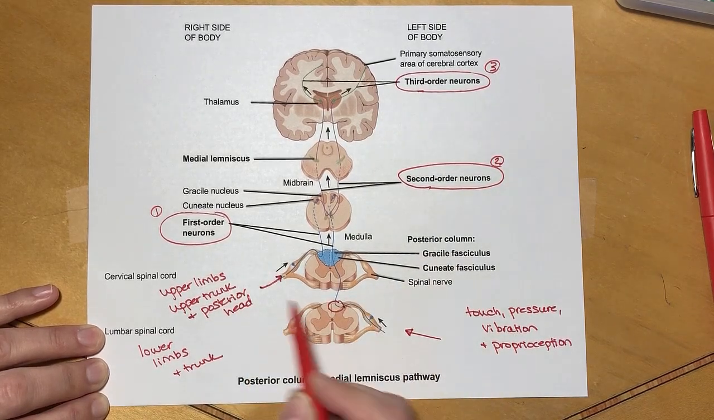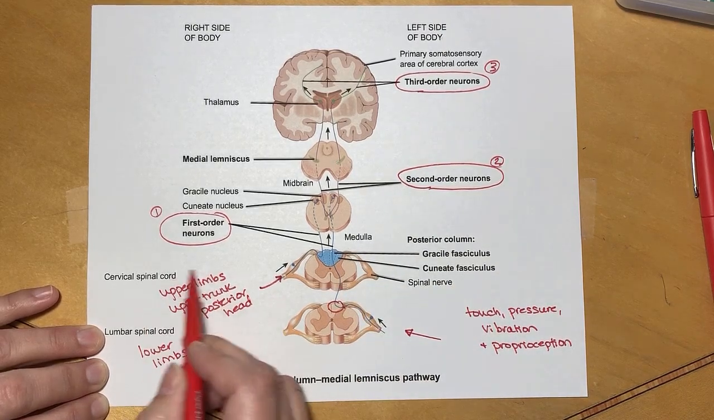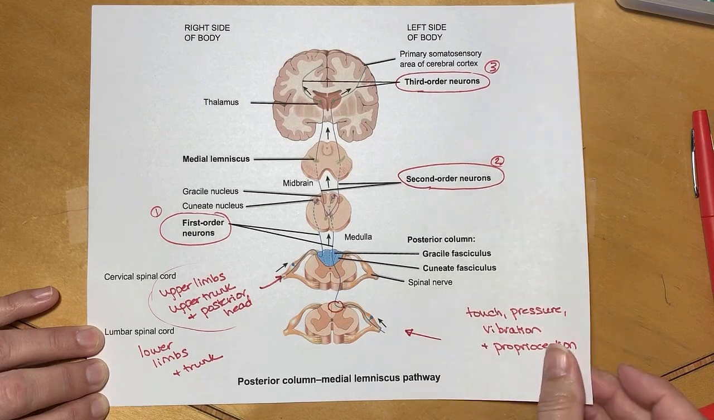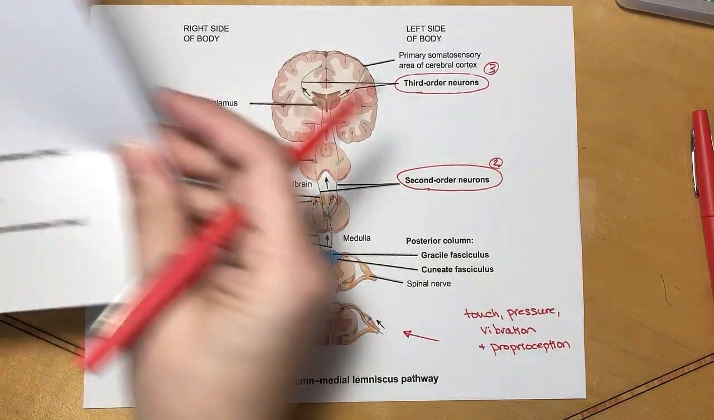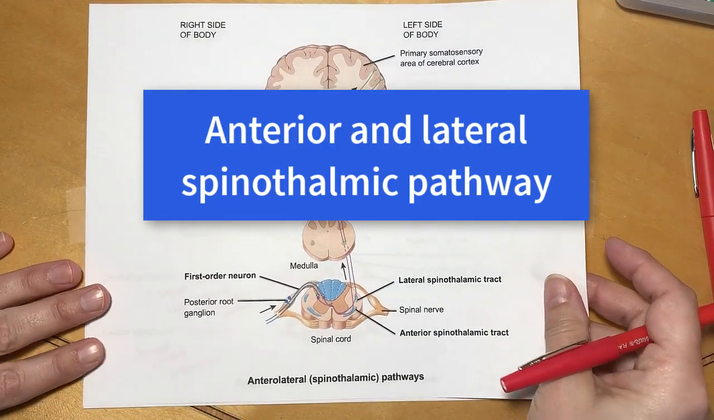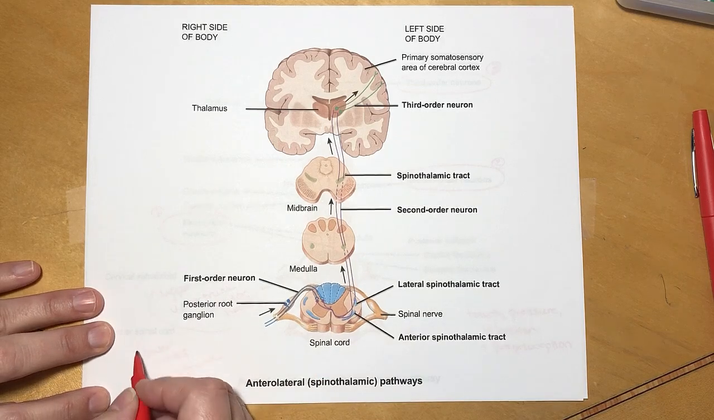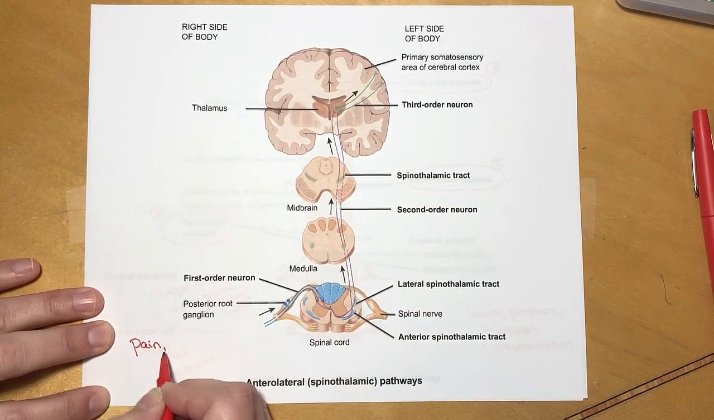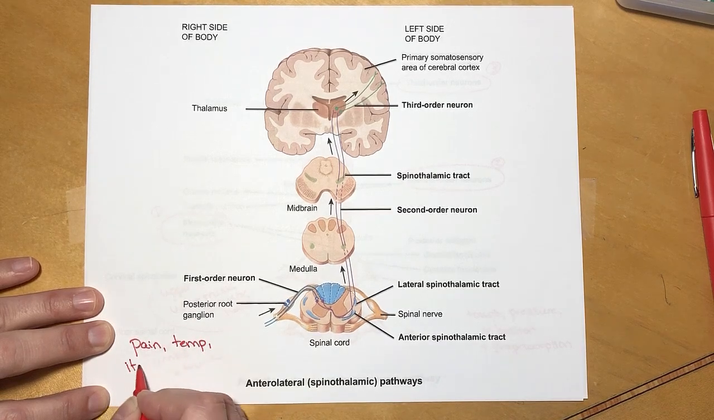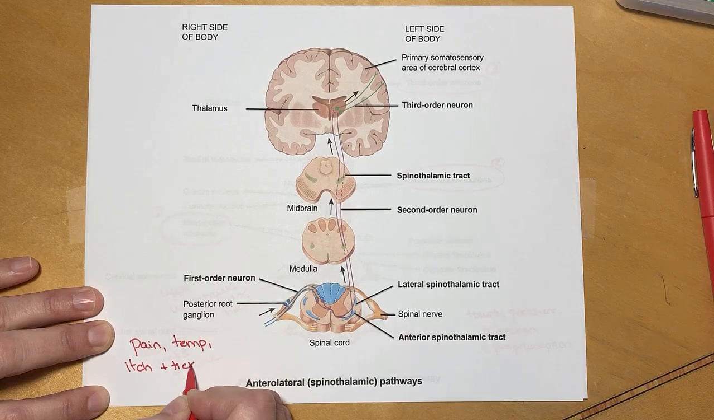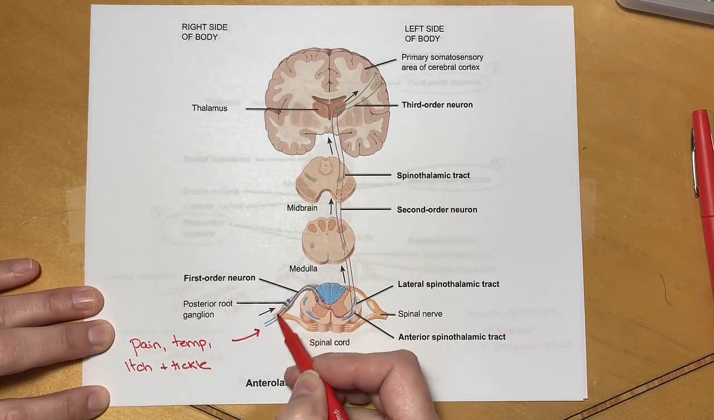So the same thing happens, it just doesn't have as far to go. You don't have as big of an ascending tract if you have information coming in from the upper part of the body. Okay, our next sensory pathway is called the anterolateral pathway. The anterolateral pathway is going to be bringing in information about the sensations of pain, temperature, itch, and tickle. So that information is going to come into the spinal cord, and here's our first order neuron.